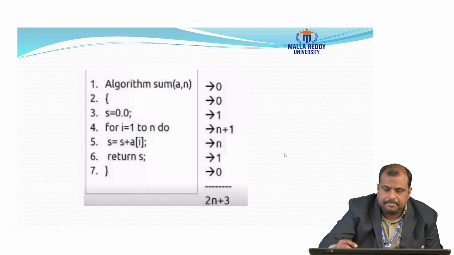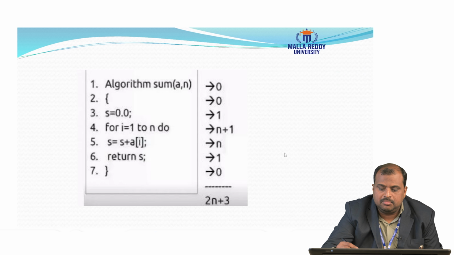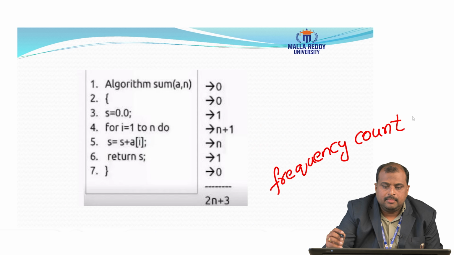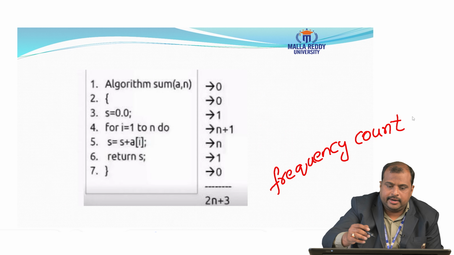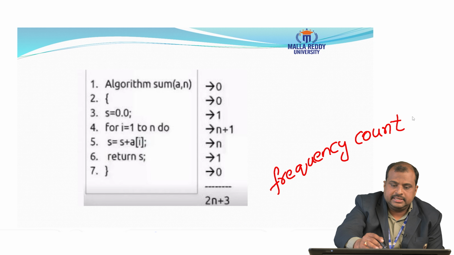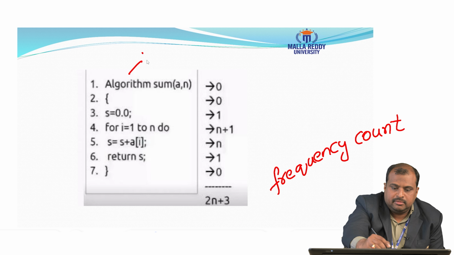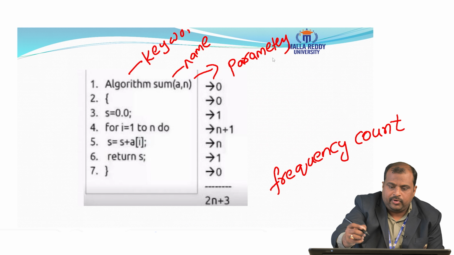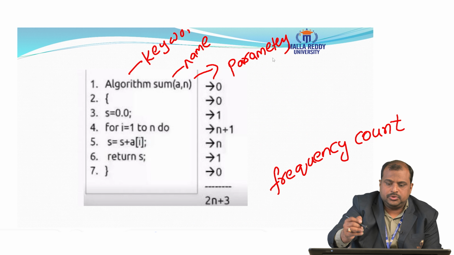See, this is an example. We are going to take one algorithm and see how the frequency count is calculated. We have written 7 lines here. For example, Algorithm is the keyword, Sum is the name of the algorithm, and a comma n are called the parameters. While running this part, this will execute 0 times.